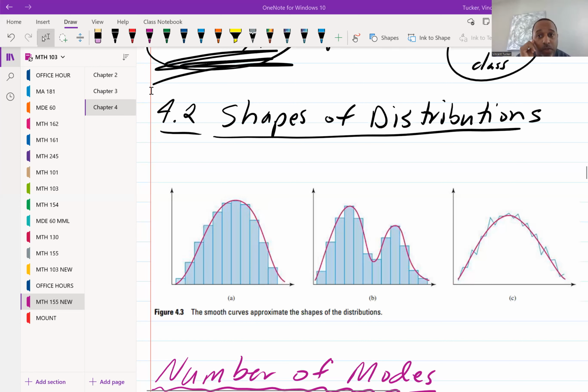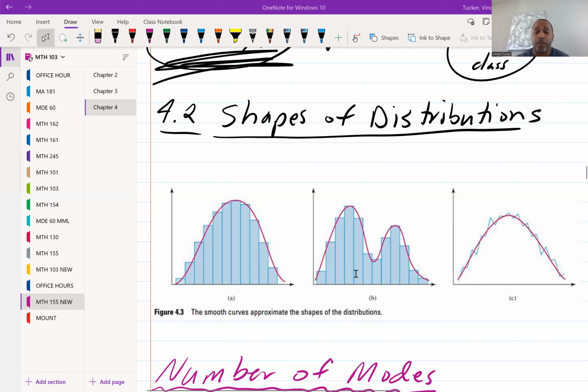All right, so let's go ahead and get to it. Last class, we knocked out 4.1, so we're starting with 4.2 today. So we'll do 4.2 and 4.3. And we're looking at shapes of distributions, talking about how your data is being distributed.